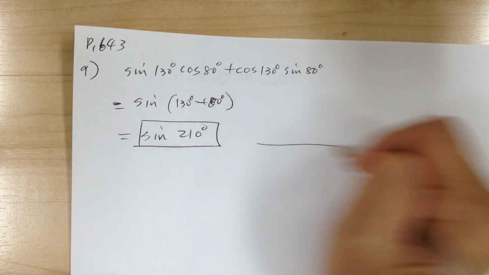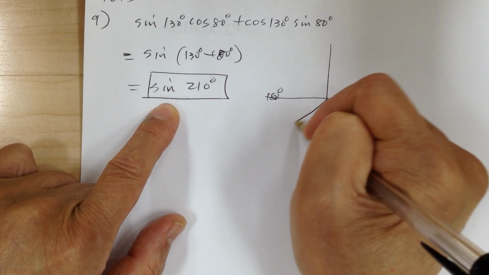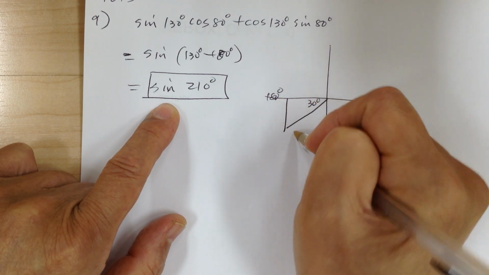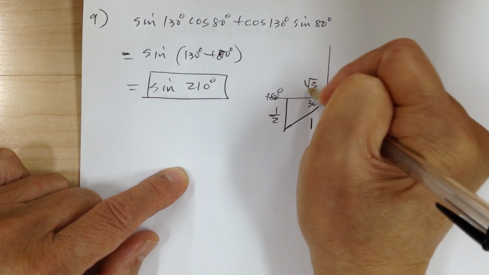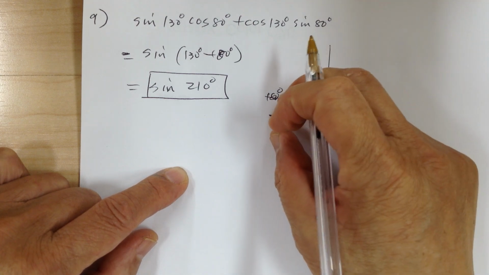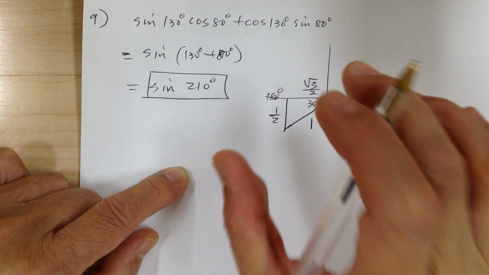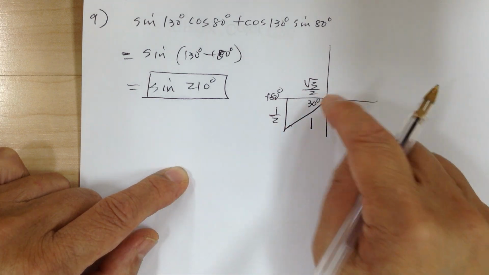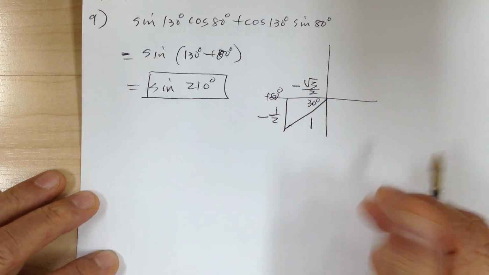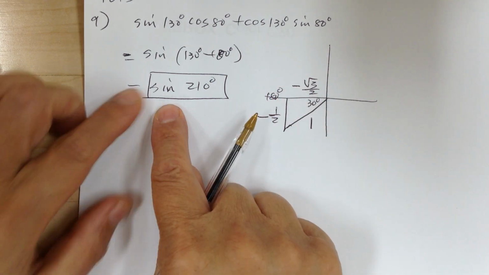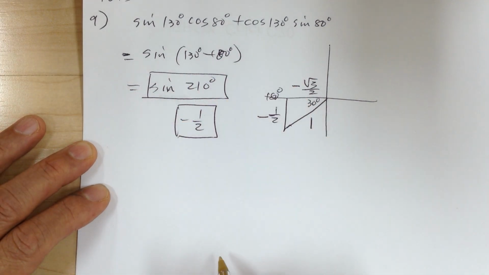Okay, next you have to evaluate. So 210: here's your 180 degrees, so 210 is going to be right over here with the 30 degrees over here. So this would be 1, this would be 1/2, and this would be square root of 3 over 2, right? The short leg is 1/2, and then the long leg would be square root of 3 times that. So once you get the length, you have to watch the positive and negative. So this is negative x, and this is negative y. Once you do that, now we can evaluate. Sine is this over this, so it would be negative 1/2.